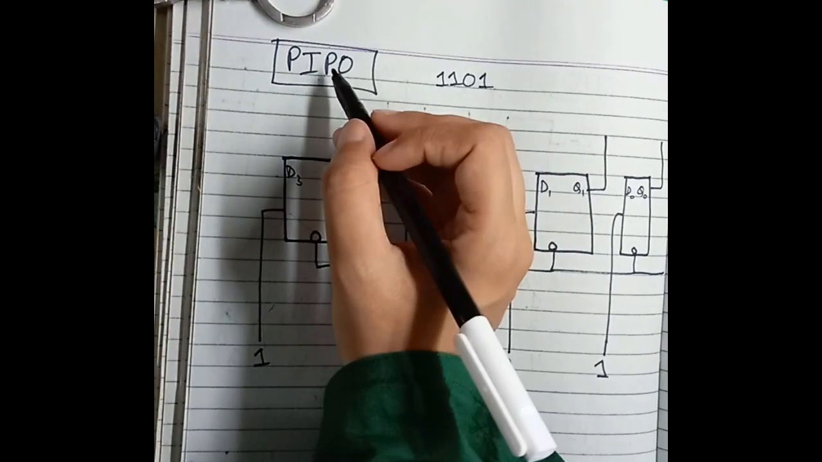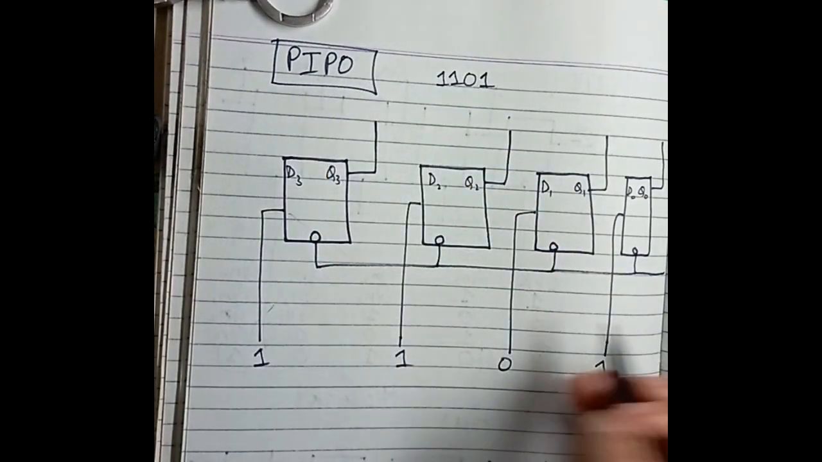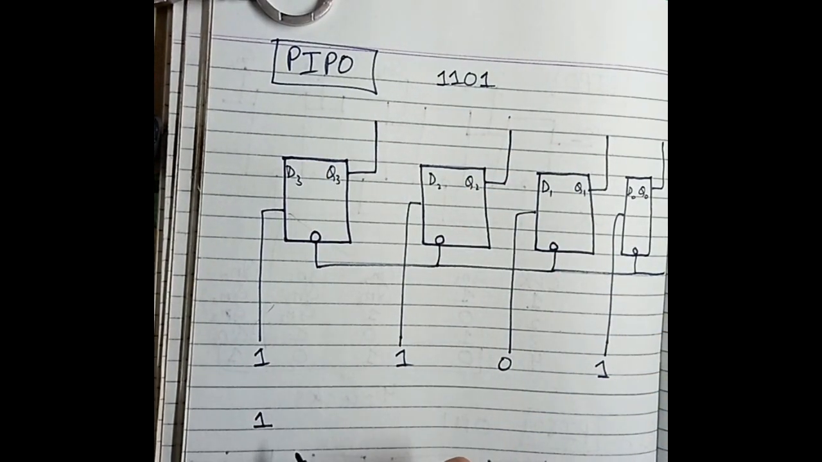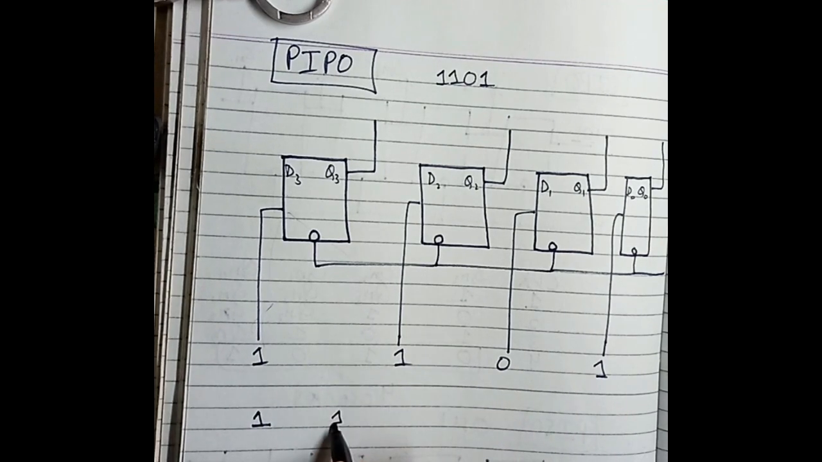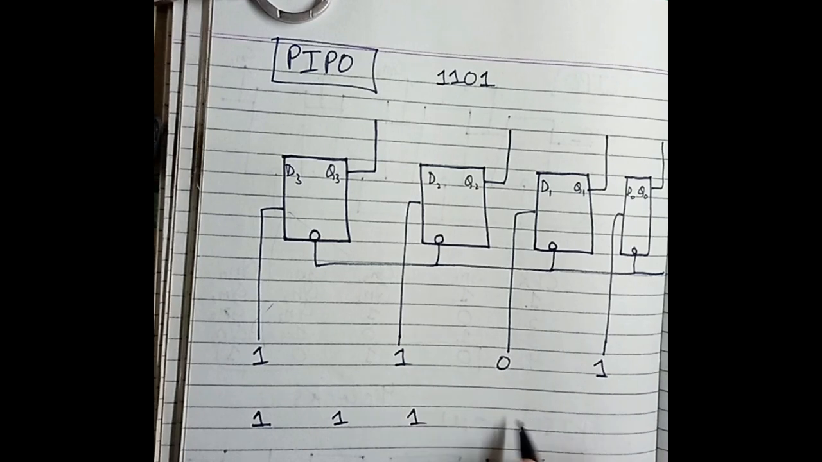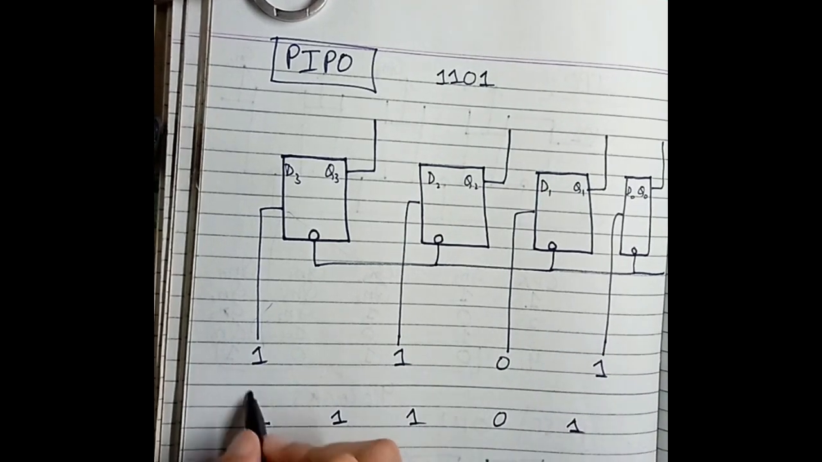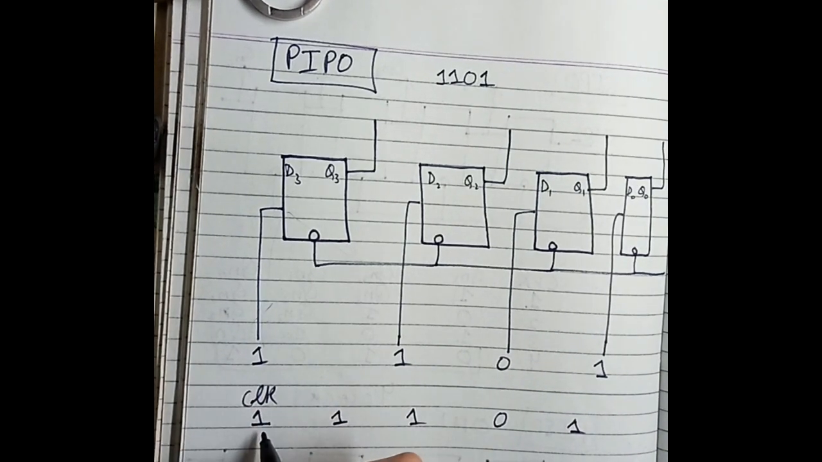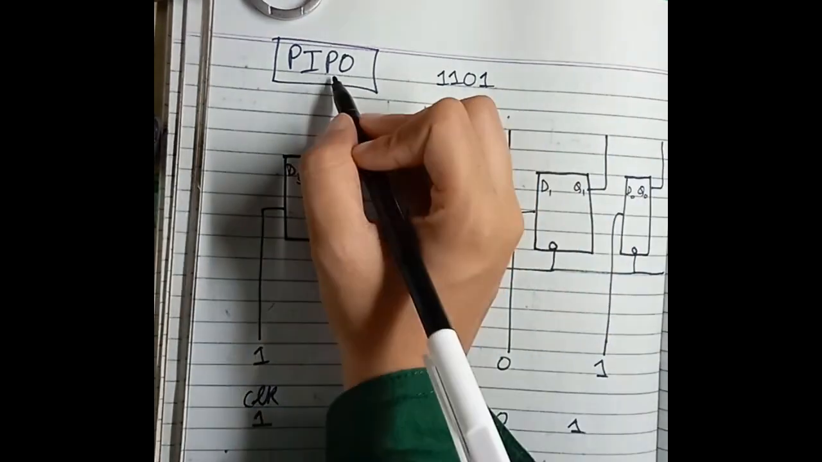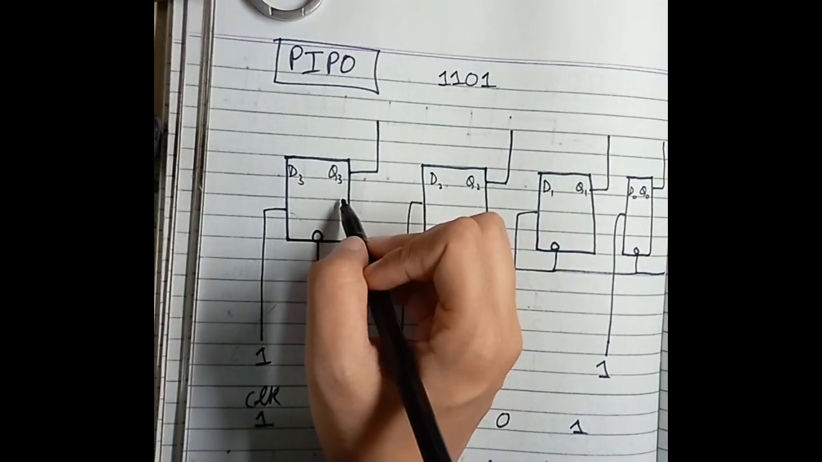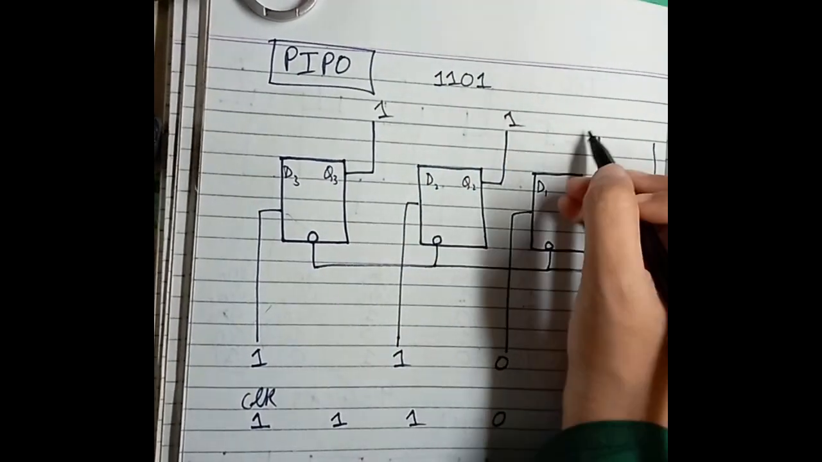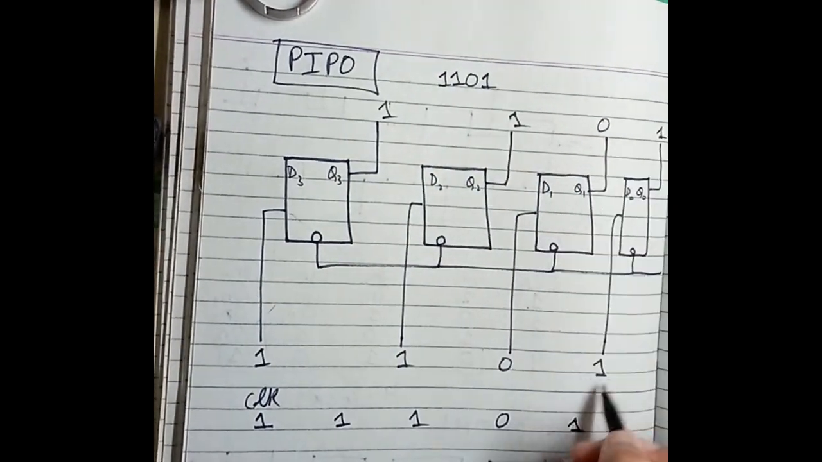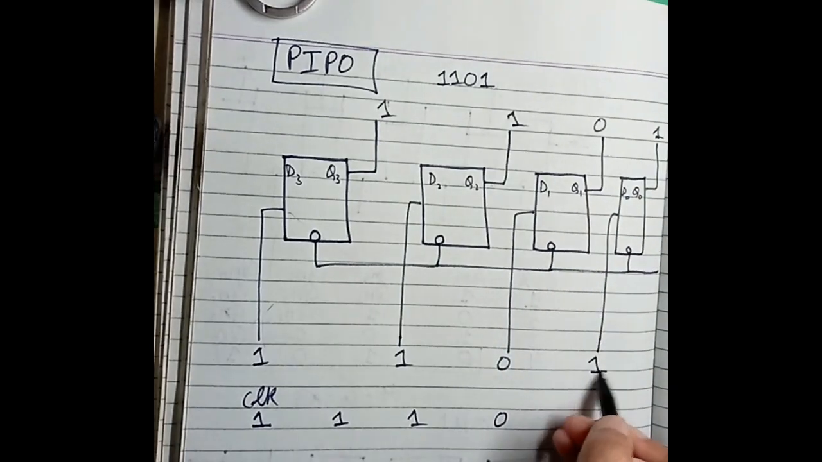As we have the parallel output, on clock 1, when the clock is triggered, our inputs are 1, 1, 0, 1 on the first clock. But as it has the parallel output, as the 1 is entered, it will be at the output. This 0 and this 1 will also be at the output.